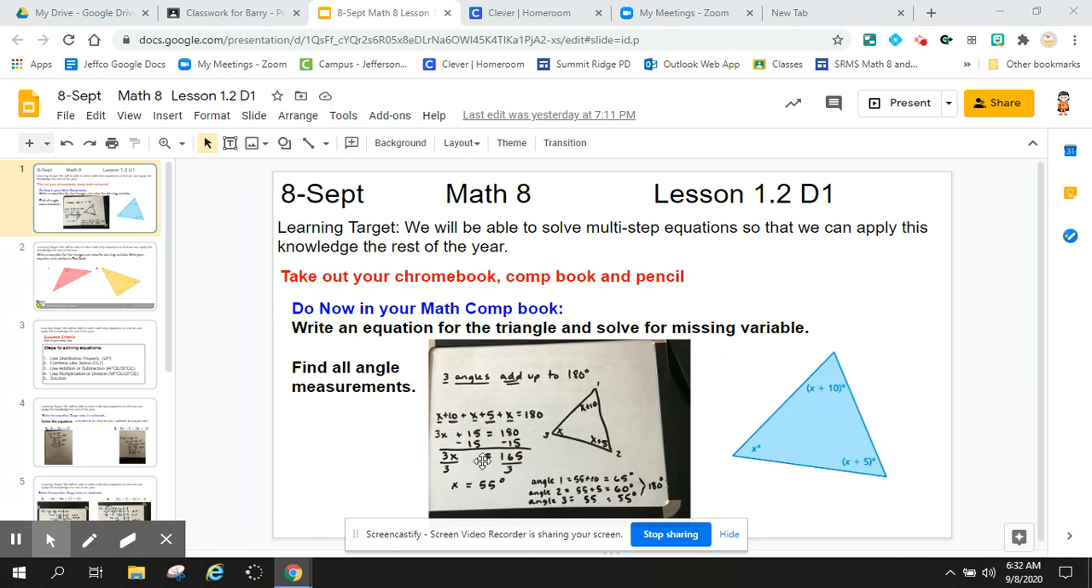So for angle 1, which I called up here in the top right, which is x plus 10, I replaced the x with 55, and then I added 10 to it, and I got 65 degrees. Angle 1 is 65 degrees. Angle 2, x plus 5, here's your 2. 55 plus 5 is 60, and angle 3 is just x. So that's just 55 degrees. So your three angle measurements are 65, 60, and 55. If you add those three up, you'll get 180.